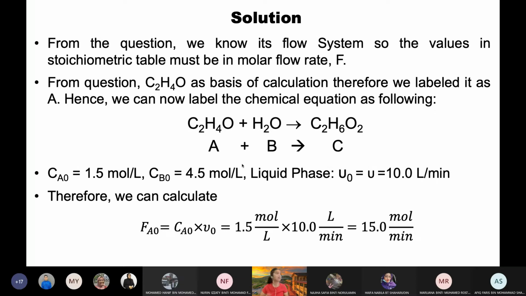Because kamu pun dah pernah belajar dalam chapter 2, kita boleh correlate molar flow rate with concentration and volumetric flow rate, because the initial molar flow rate of A is equal to initial concentration of A times initial volumetric flow rate. Kita dah tahu CA0 1.5 mole per liter. Question already says initial concentration of A is 1.5. So 1.5 mole per liter. Multiply with, they give us initial volumetric flow rate 10 liter per minute.